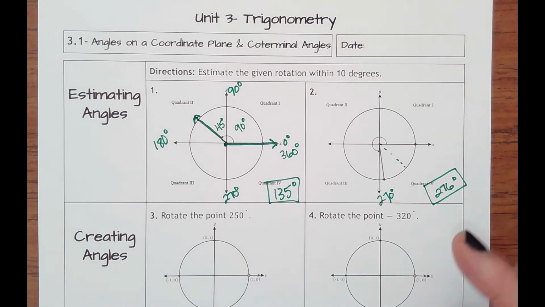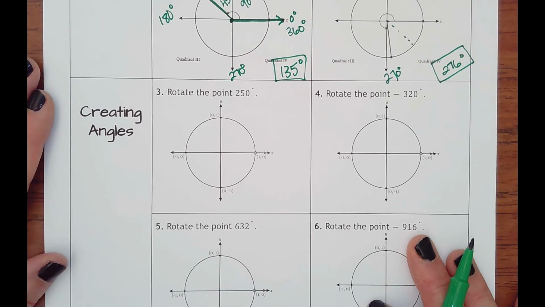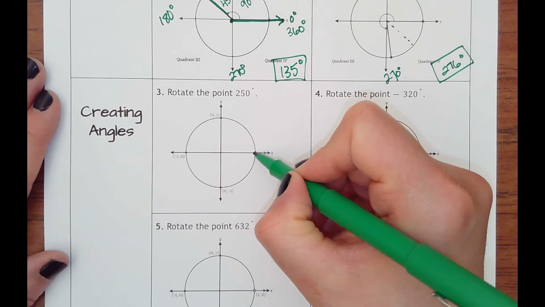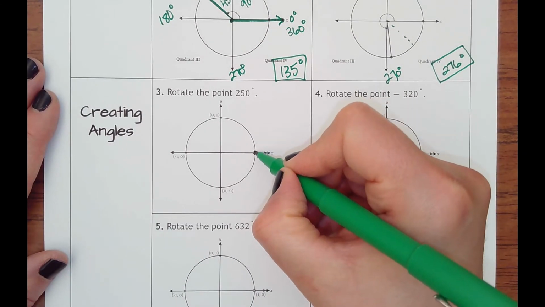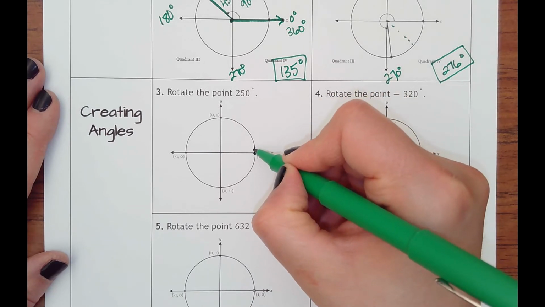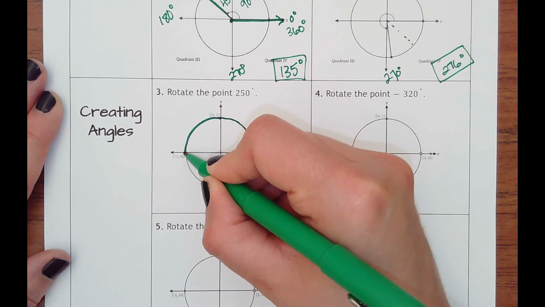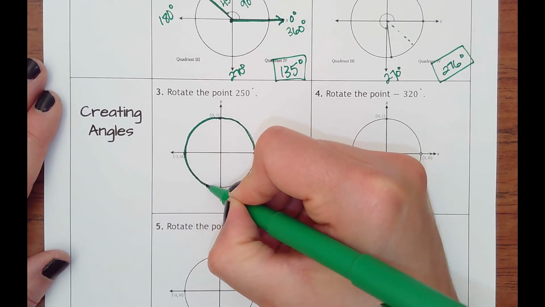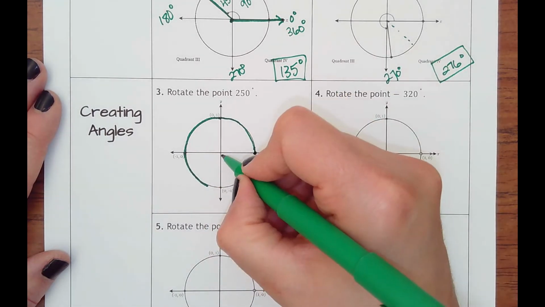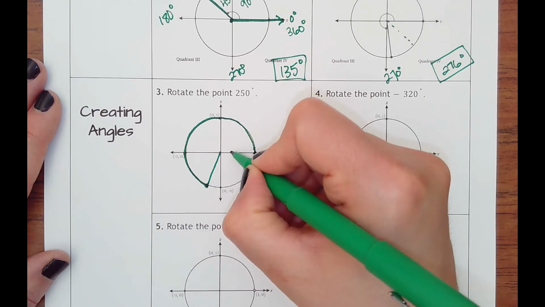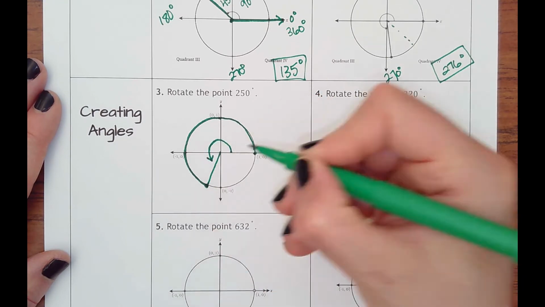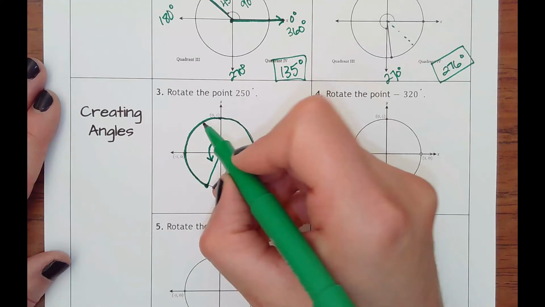Okay. Then if they're asking you to create an angle, you're just going to take this yellow dot and open it up. 250 degrees would be all the way around 90, 180, almost to 270. So somewhere in here is where it'll stop, and it'll have an opening like this. So I'd call that 250 degrees.